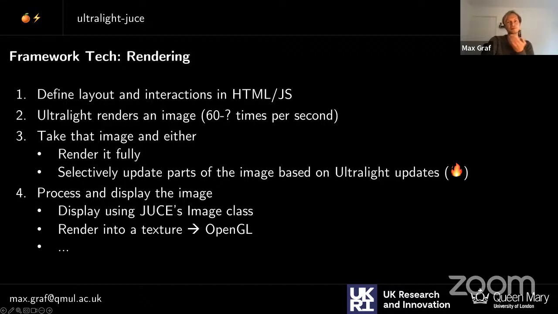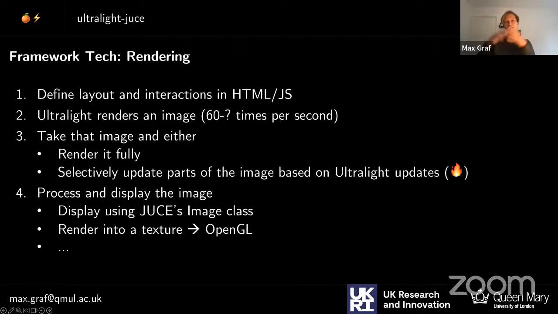A little bit more about the rendering. For the rendering, we define the layout and the interactions in HTML, JS, and CSS. And then Ultralight internally renders an image from that, however many times per second you want, so you can run it at 1 FPS, you can run it at 60 FPS, but you can also run it at 300 FPS if that's something you want. Ultralight is super fast and that works really well. And then you have an image. And either you can render the whole image, overlay the whole image, or what I'm using a lot, which is super nice, you can selectively update parts of the image based on data you get from Ultralight.